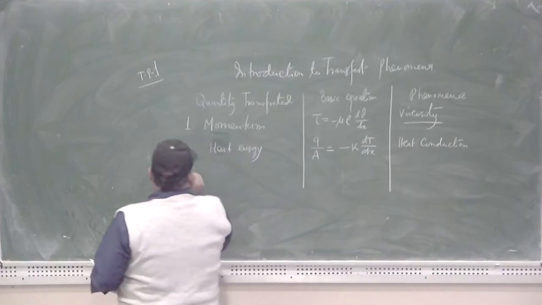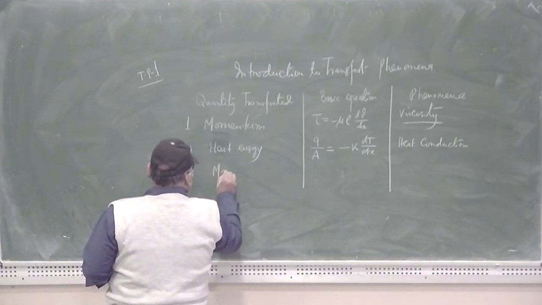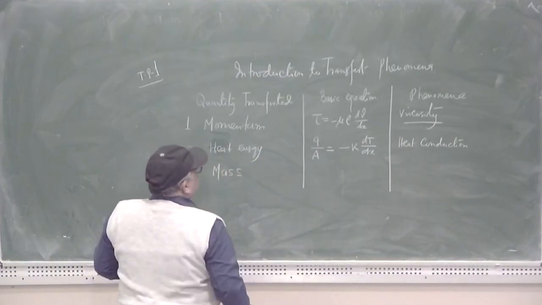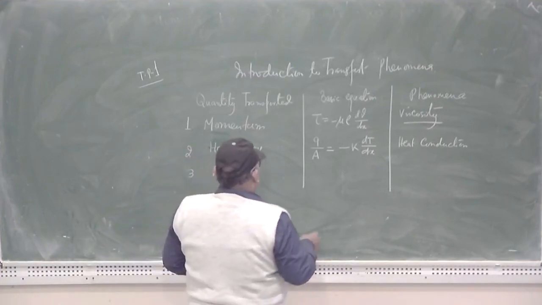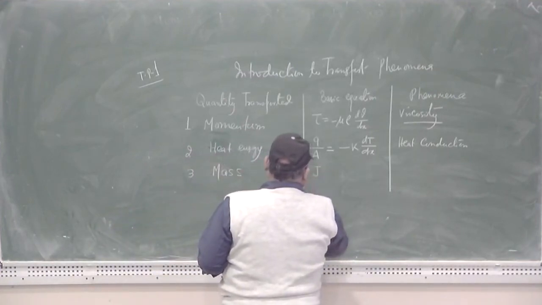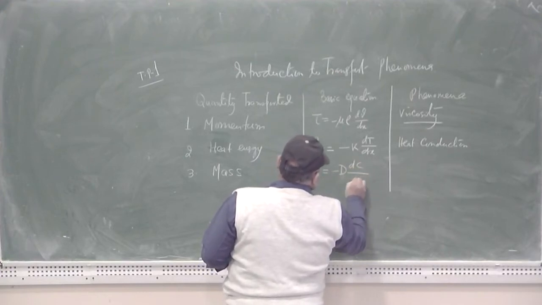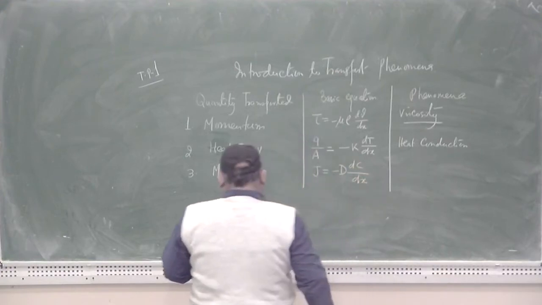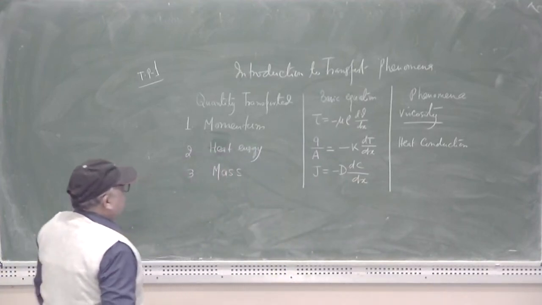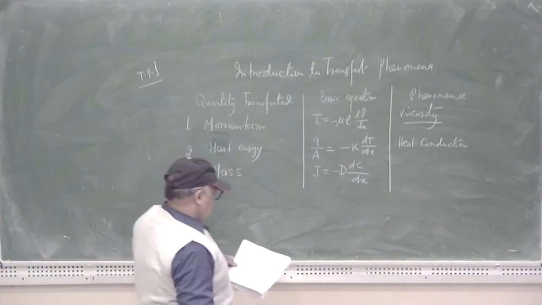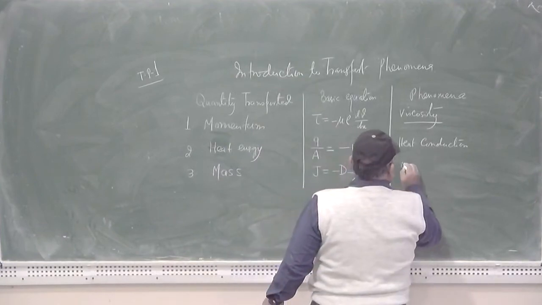Another is the mass; the quantity which is transported is the mass. The basic equation responsible for explaining this type of transport is Fick's law of diffusion, written as J is equal to minus D into dC by dx. This is called molecular diffusion.